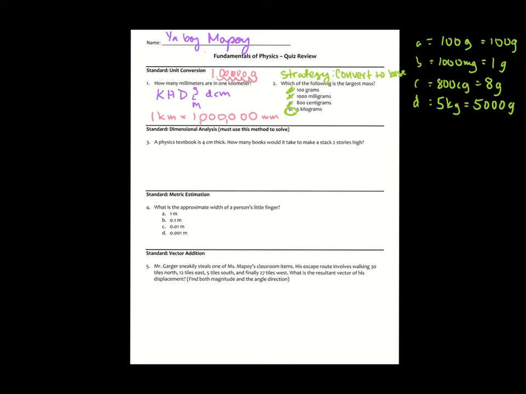So a physics textbook is 4 centimeters thick. How many books would it take to make a stack 2 stories high? You can solve this any method you choose. You'll get points, but you won't get the full credit unless you show dimensional analysis. So in order to get all the points required, you're going to need to do dimensional analysis.